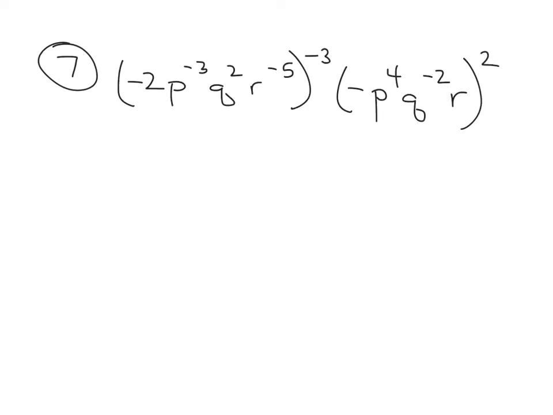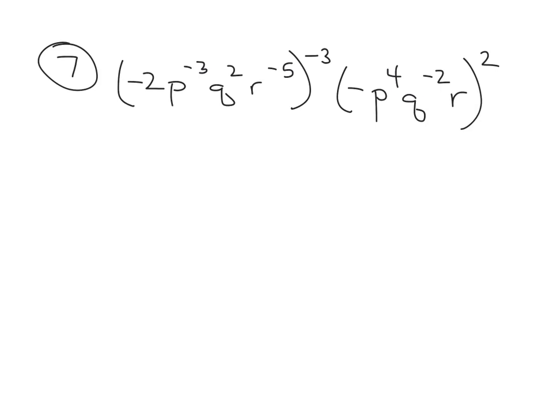All right, so let me tell you about this problem. First of all, we've got power to a power with a negative. We've got a power to a power with a positive. We have this negative in the second parentheses that has no coefficient. So we've got all kinds of stuff. This is why I left this one for last, okay?